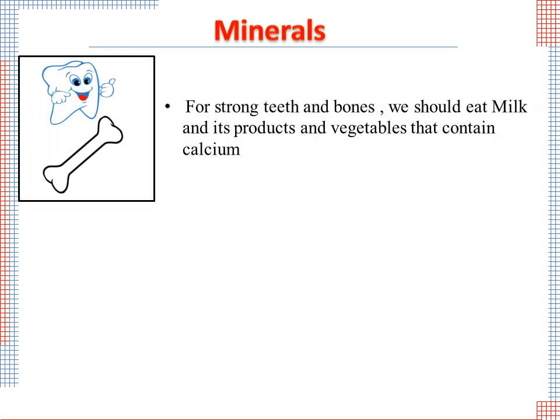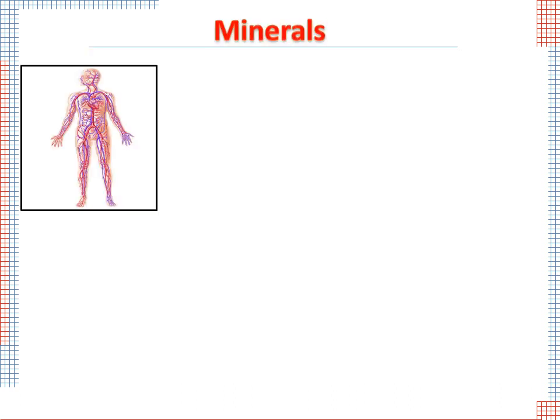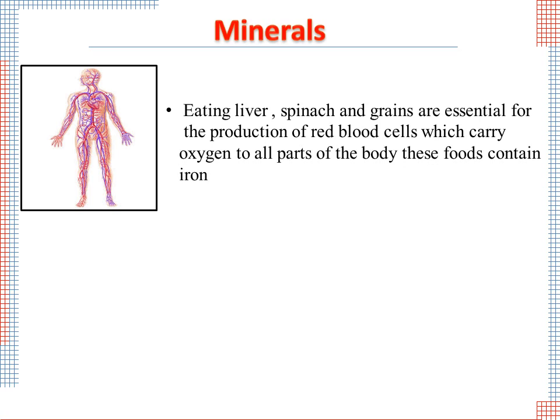Minerals. For strong teeth and bones, we should eat milk and its products and vegetables that contain calcium. Eating seafood and table salt that contain iodine affects the growth of the body and the regulation of the vital functions. Eating liver, spinach, and grains is essential for the production of red blood cells, which carry oxygen to all parts of the body. These foods contain iron.